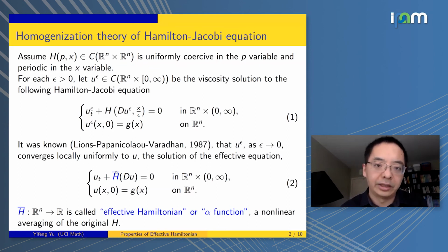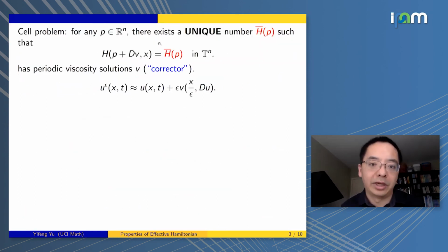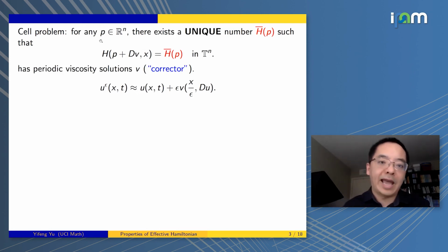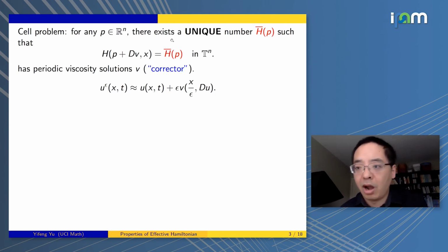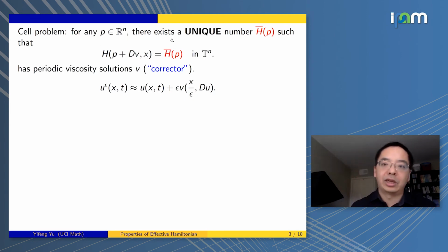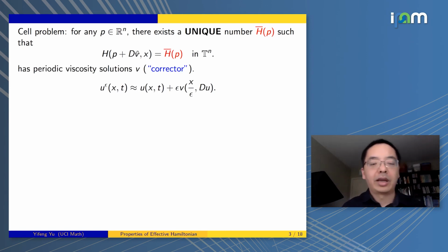Conceptually, it is determined by the so-called cell problem. Here's the statement. If you're given any direction P, there exists a unique number, that's the effective Hamiltonian, such that this equation has a periodic solution. The number is unique, but the solution might not be unique, even up to constants. The V is called the corrector.